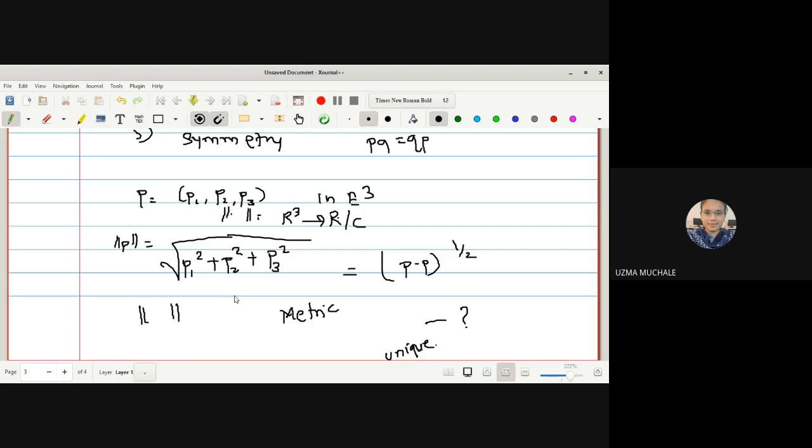Is it so difficult to think about whether the norm or the metric is unique? Just now you gave the answer, no? The shortest distance between any two points is a straight line. The shortest distance between any two cities is a straight line. But that straight line or that path is not always possible.